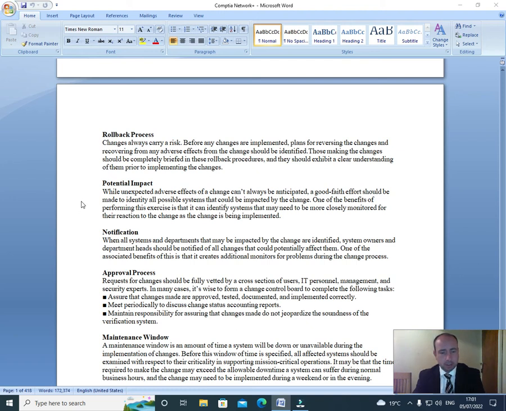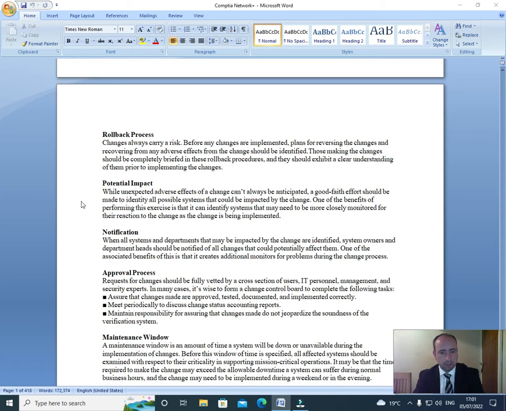Potential impact. While unexpected adverse effects of a change can't always be anticipated, a good faith effort should be made to identify all possible systems that could be impacted by the change. One of the benefits of performing this exercise is that they can identify systems that need to be more closely monitored for their reaction to the change as the change is being implemented.